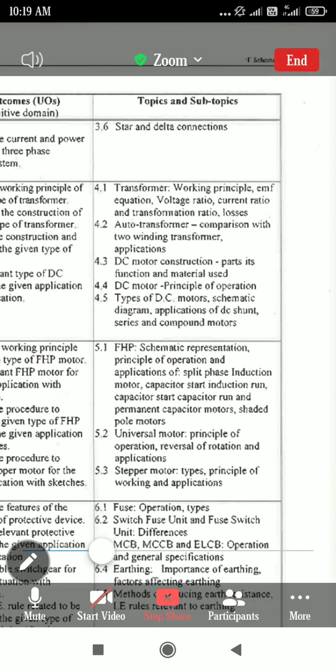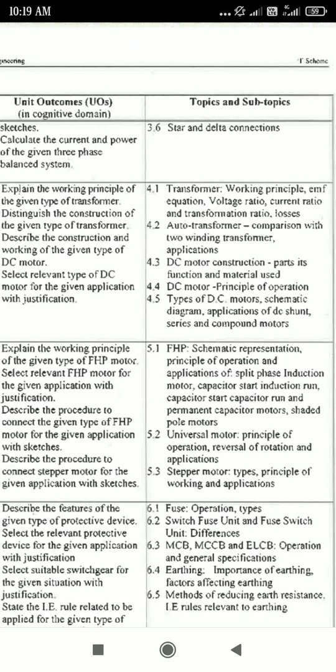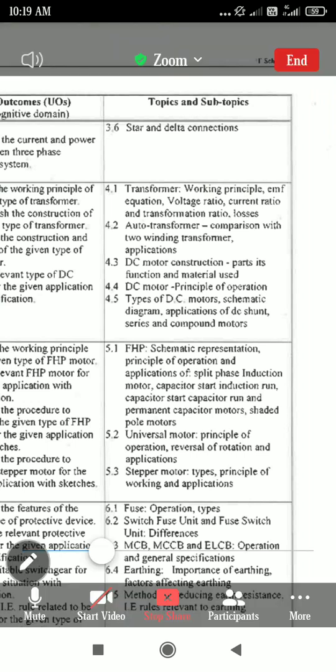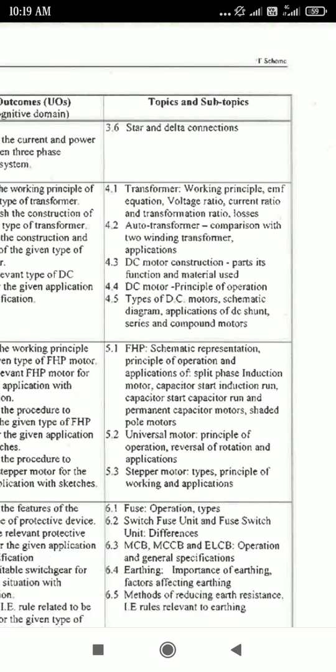But in this syllabus, we discuss only the DC series motor and the DC shunt motor. We draw the circuit diagram of the DC series motor as well as the circuit diagram of the DC shunt motor, and after that explain the construction of the DC motor.